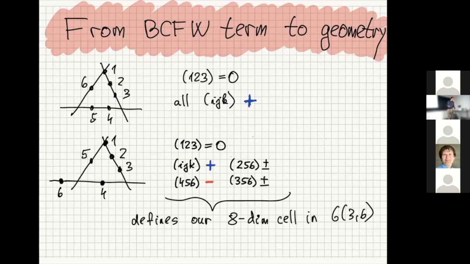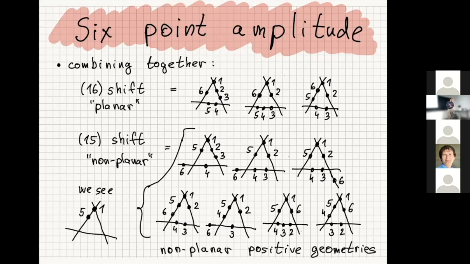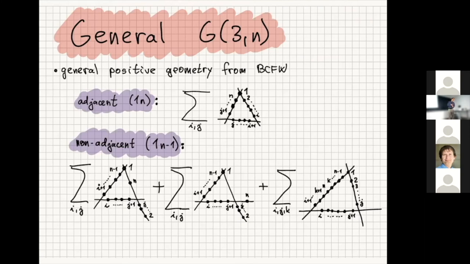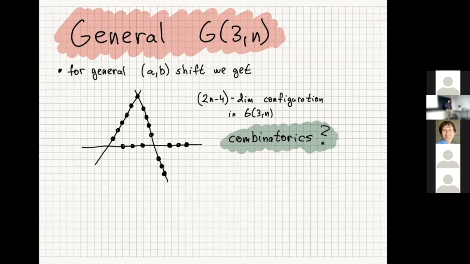Anyway, we can do it for all these BCFW terms. And sometimes we get this convex configuration, sometimes we get non-convex. There is some general solution for these non-adjacent BCFWs, what type of configurations you get. But okay, this is the general configuration. So we had before points on three lines. We still have points on three lines, but they are not convex. Some of the points are on the other side. And if you look at it, you can easily write which minors are positive, which minors are negative.